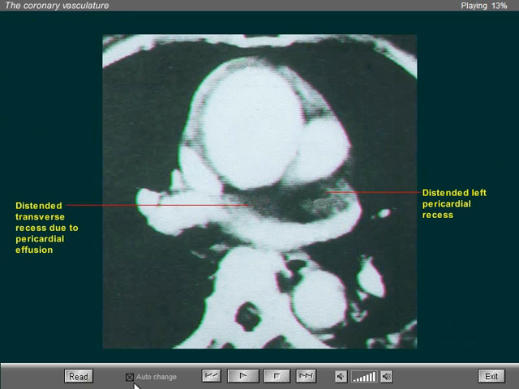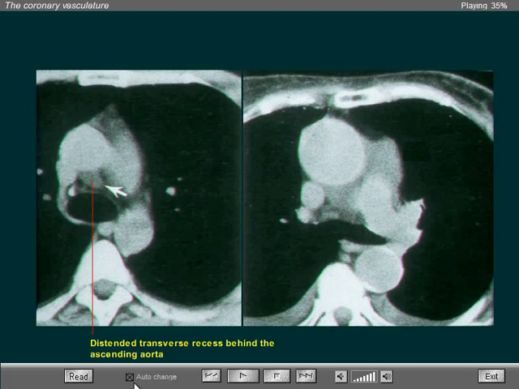The next four images are of a patient with pericardial effusion. Note the distension of the transverse and left pulmonary recesses, and note that they sometimes can produce focal densities behind the ascending aorta, as seen in the first picture, or to the left of the ascending aorta, as seen in the second picture of this second slide.